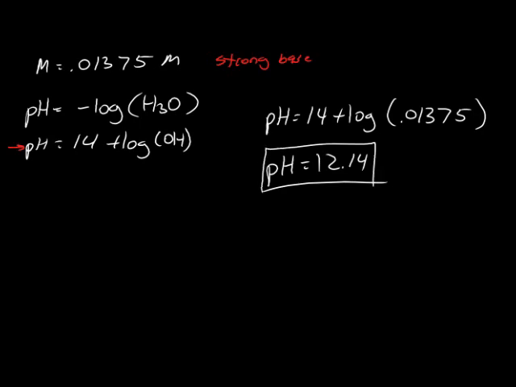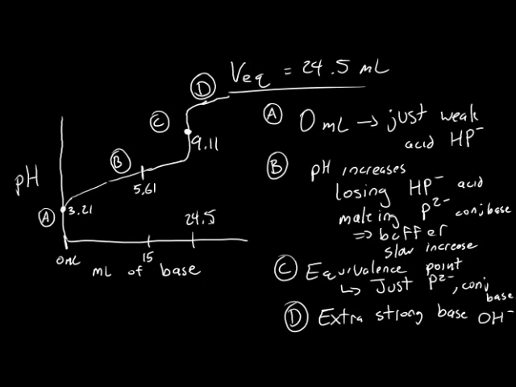We'll go back to our graph one more time. On our graph, we'll label that 30 milliliters we just found. We'll mark that on the graph, and we'll say 12.14 is our pH at that position. So now we've found the pH at 4 points along the graph: at the initial point, in the buffer region, at the equivalence point, and after the equivalence point as well.